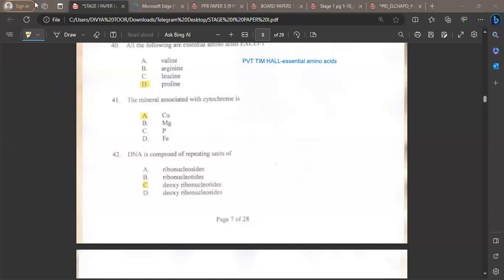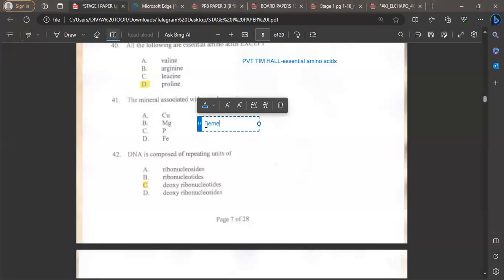I thought it's iron because the CYP family contains heme as a cofactor, that heme functions as a cofactor for the CYP family. So I thought it's iron. Now I'm not so sure.